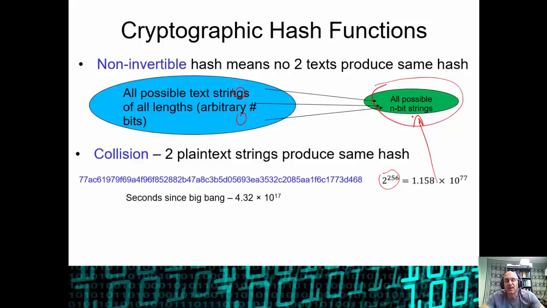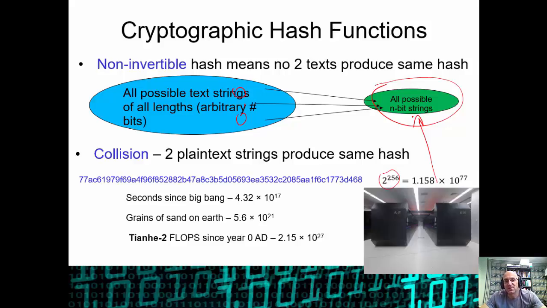And to put this in scale, if you look at the number of seconds since the Big Bang, that's only 4 times 10 to the 17th, much, much smaller. If you look at all the grains of sand on Earth, that's only 10 to the 21, so clearly that's much smaller. If I take the world's fastest computer, which is the Tianhe-2, and look at how many operations it would have performed if it existed from year 0 AD to now, that would still only be about 2 times 10 to the 27th, which is still way, way smaller. So clearly, this is a huge number.